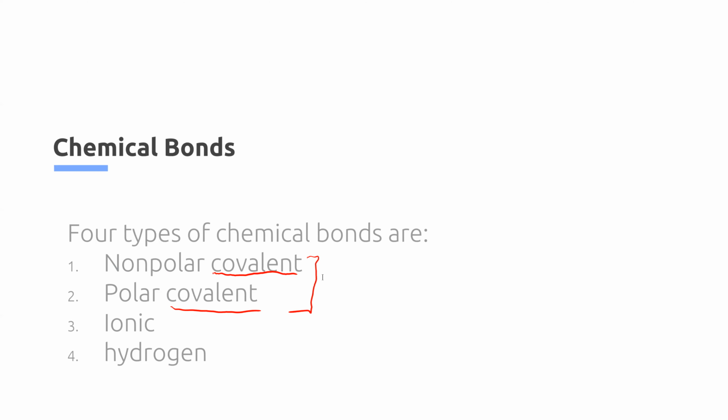So the word co means beside or adjacent, and valent is referring to electrons in the atom. So covalent bonds, I'm going to write this down for you. Covalent means that two atoms share electrons. Now they do not share electrons in hydrogen or ionic bonds.